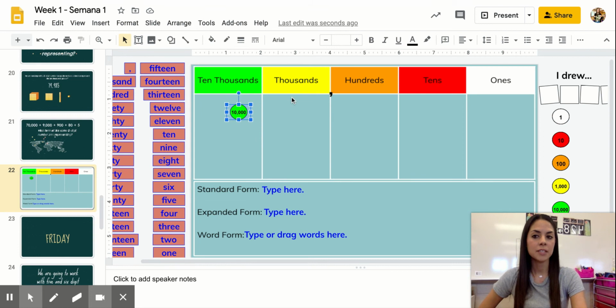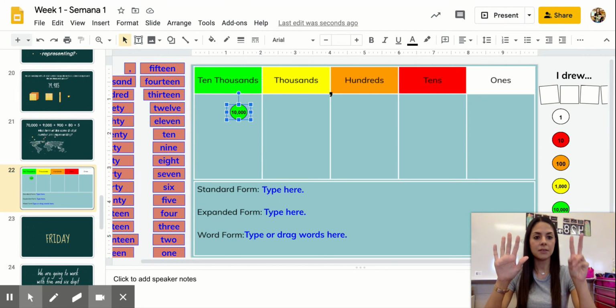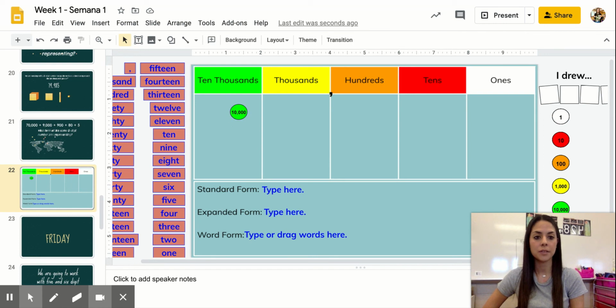Now I'm going to move on to my thousands. I have a 9 in my thousands place, and that 9 is worth 9,000. So how many thousands chips do you think I'm going to put there? 1,000, 2,000, 3,000, 4,000, 5,000, 6,000, 7,000, 8,000, 9,000. I'm going to drag 9 chips over to the thousands column, okay? And you're going to do the same for the hundreds, the tens, and the ones place. Okay, so that's how we can use place value chips to build the number.